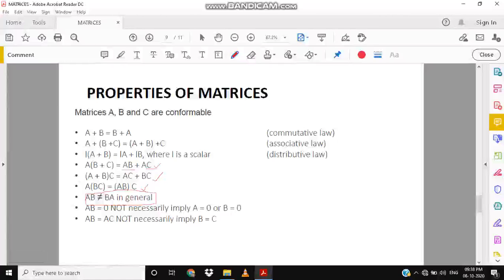Then another one is AB equals 0 does not necessarily imply that A equals 0 or B equals 0. Why? Because if AB is a matrix and you multiply those two matrices and you get the resultant to be 0, that is a null matrix, that necessarily doesn't imply that matrix A has to be 0 and matrix B has to be 0. We can't consider that those two matrices will be 0. Okay. But after multiplication you are getting it as 0. Then another one is AB equals AC does not necessarily imply that B equals C.